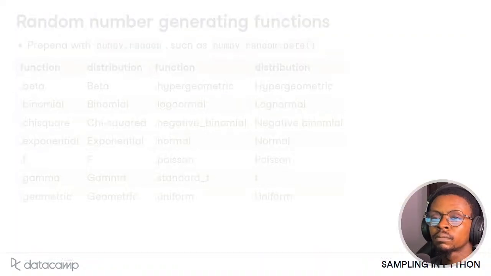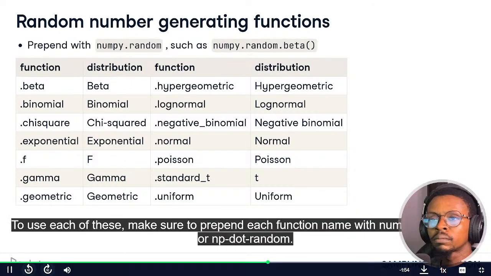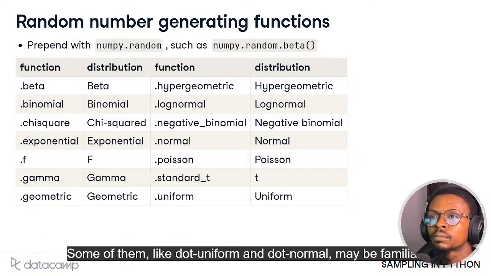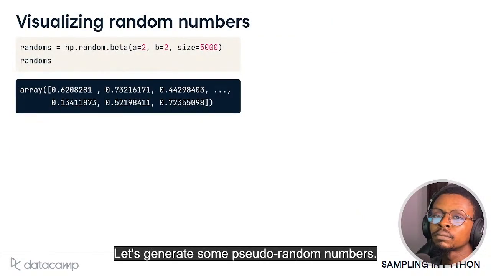NumPy has many functions for generating random numbers from statistical distributions. To use each of these, make sure to prepend each function name with numpy.random or np.random. Some of them, like .uniform and .normal, may be familiar. Others have more niche applications. Let's generate some pseudo-random numbers.